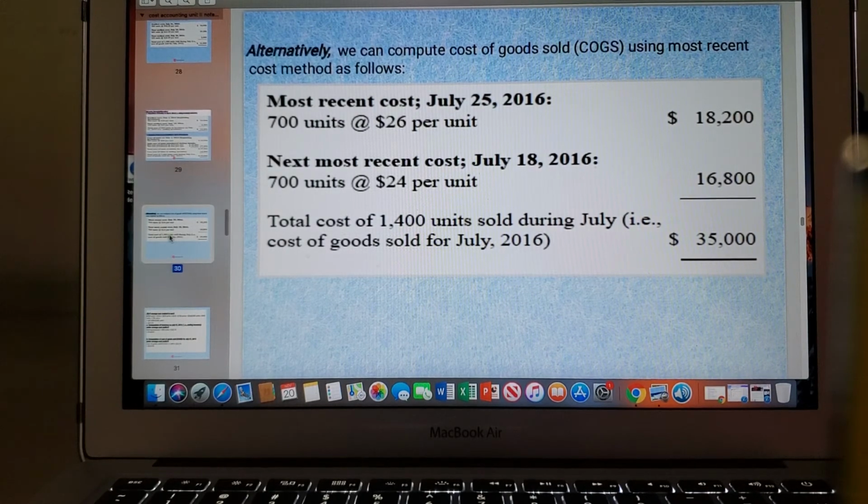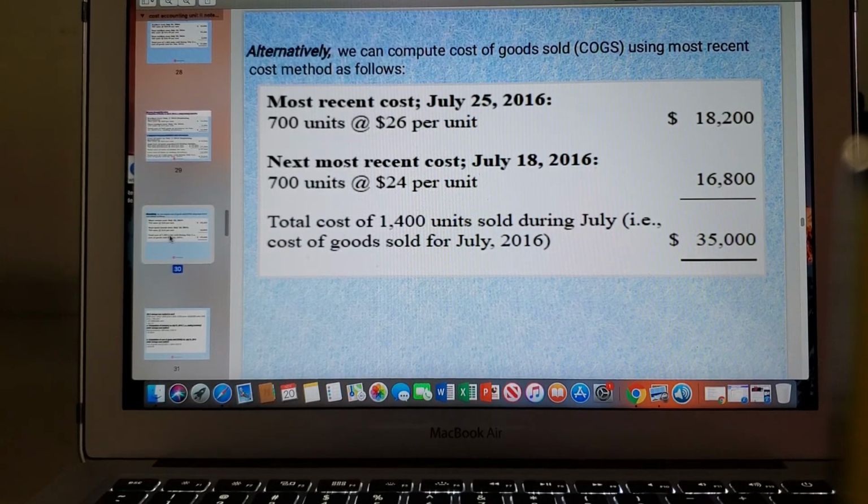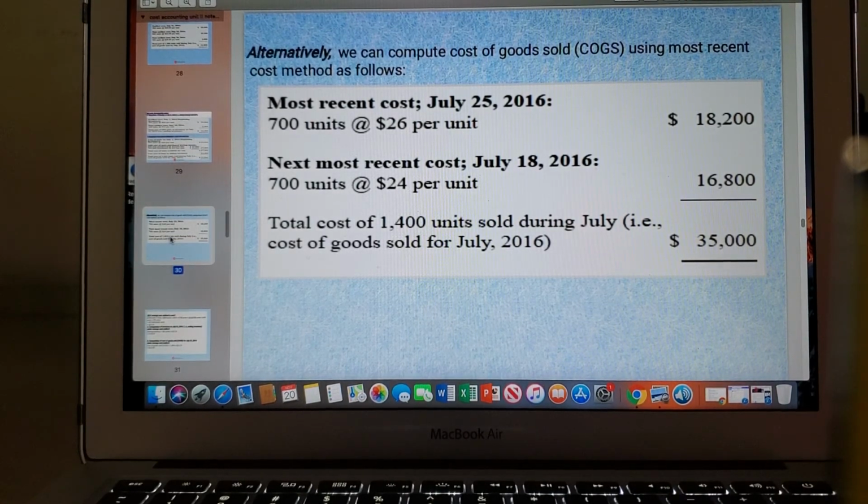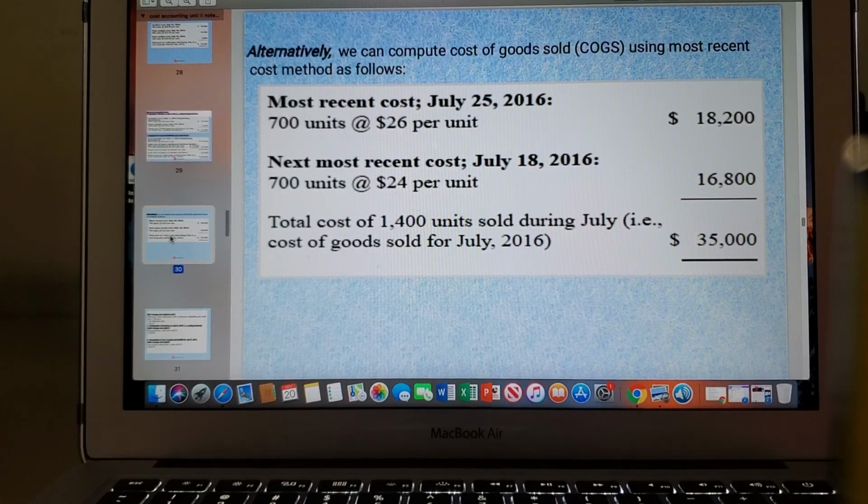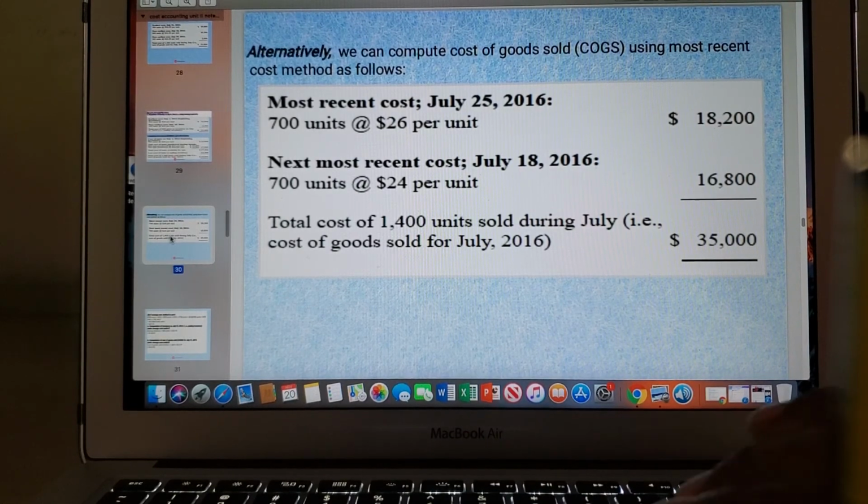Alternatively, we can compute cost of goods sold, COGS, using most recent cost method as follows. Most recent cost, July 25th, 2016, 700 units at $26 per unit comes to $18,200. Next most recent cost, July 18th, 2016, 700 units at $24 per unit comes to $16,800. So the total cost of 1,400 units sold during July, that is cost of goods sold for July 2016, comes to $35,000.